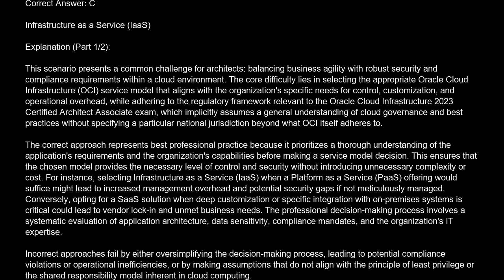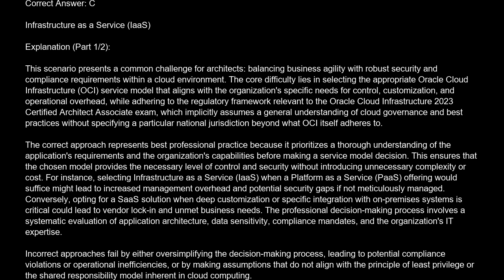The correct approach represents best professional practice because it prioritizes a thorough understanding of the application's requirements and the organization's capabilities before making a service model decision. This ensures that the chosen model provides the necessary level of control and security without introducing unnecessary complexity or cost. For instance, selecting infrastructure as a service (IaaS) when a platform as a service (PaaS) offering would suffice might lead to increased management overhead and potential security gaps if not meticulously managed.